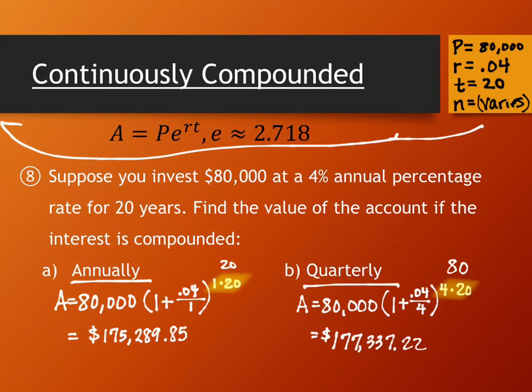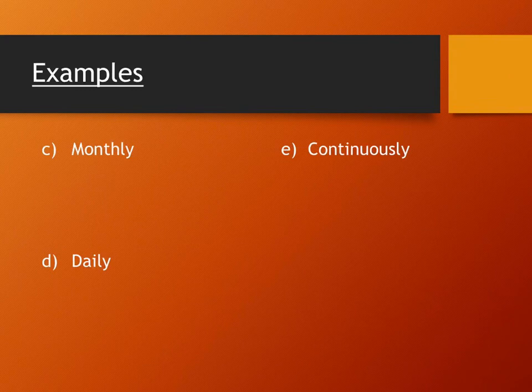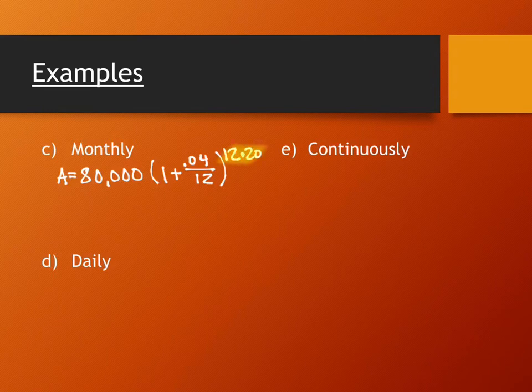Okay, any questions on those two? Okay, now we're going to do the same thing but monthly. So, which means 12, exactly. So I have my 80,000, and it's 1 plus 0.04 over 12 to the 12 times 20. Yeah, so 12 times 20, we'll figure that out to be the 240.